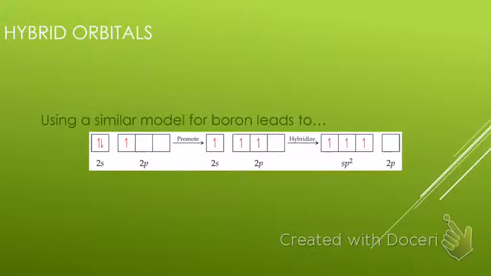We can actually use a similar model for boron. If you remember, boron has three electrons. The books like to show it this way, where we have two of them in the 2s and one in the 2p. If we add a little bit of energy, we can pop it up. So now we have one in 2s and two of them in two individual 2p's. You mix these together to hybridize them, and you get an sp2 orbital.